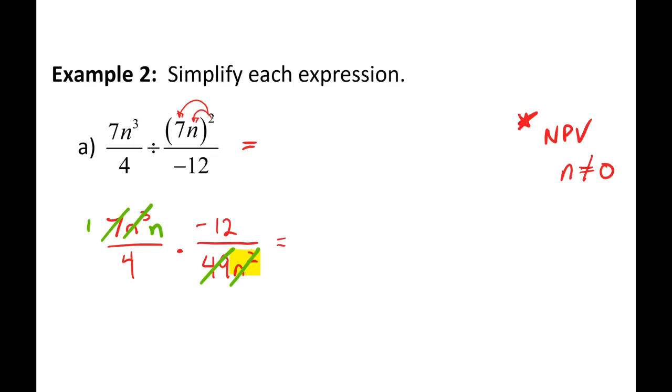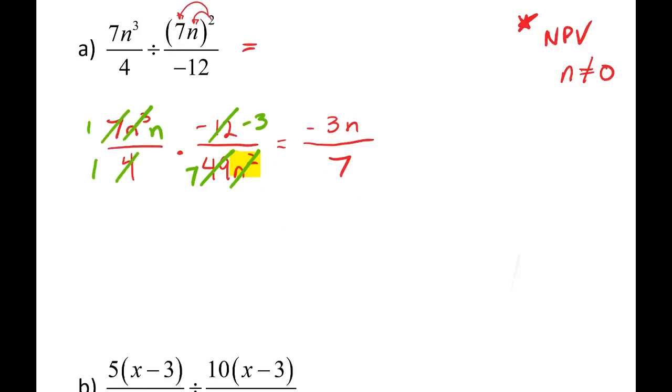Anything else? Yes, I can cancel out a 7 here. If I divide this by 7, I'm left with 7. And one more. I can divide this both by 4. This is 1. This is negative 3. Alright, now if I multiply across the top, what's left? Negative 3n. On the bottom, what's left? 7. That's simplified. Okay.